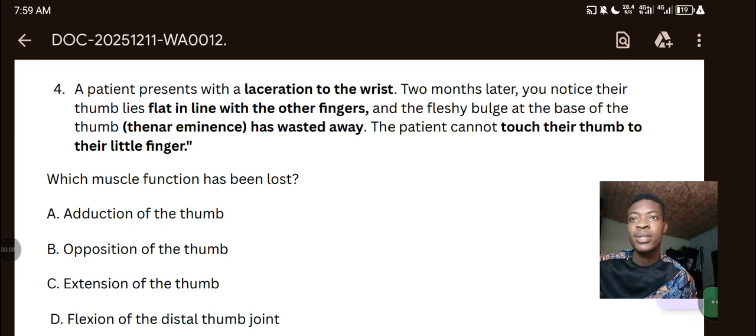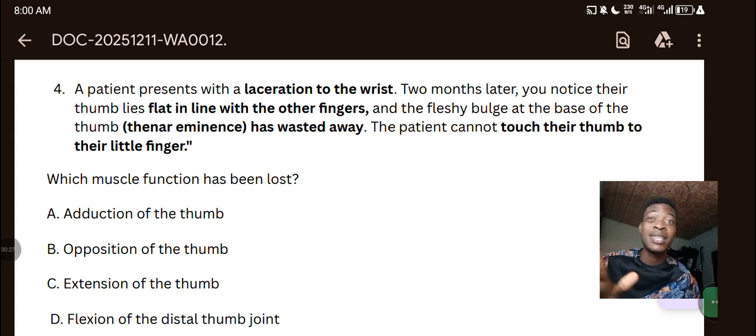A patient presents with a laceration to the wrist. So laceration to the wrist tells you the location of the injury, right? Two months later, I notice their thumb lies flat with the other fingers. A healthy thumb is 90 degrees to the palm, right? So if the thumb lies flat with the other fingers, it means that a nerve has been affected.